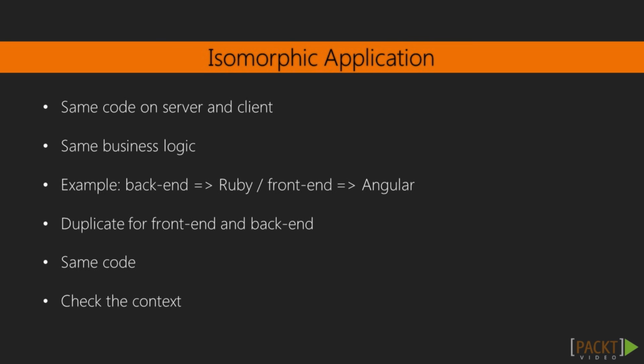Web applications are made from multiple components that contain the same basic logic. For example, your back-end could be in Ruby, and front-end could be a single-page application in Angular. Now, if you had some validation logic, you would have to duplicate it on the front-end and back-end. If you wrote an isomorphic application, the back-end and front-end would use the same code, avoiding duplication. The code might need some checks to know in which context it is being executed, but all of it will be in the same place.